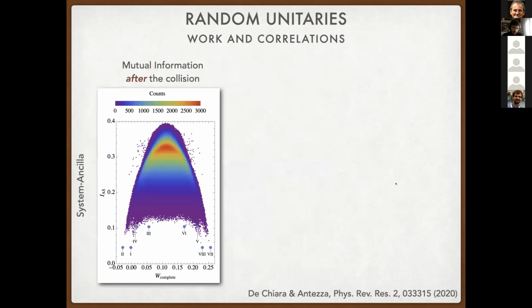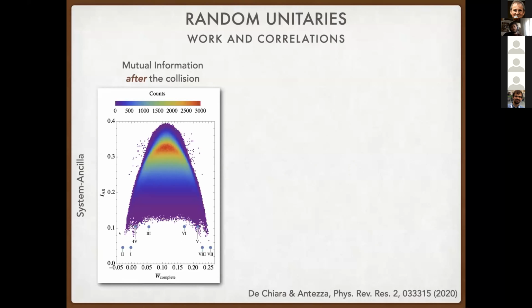We then looked at correlations and the relationship with work and heat current. And so here we looked at the mutual information between system and ancilla after the collision. Again, you can see the histogram as a function of the work, and here the mutual information in the vertical axis. Here are the 8 extremal operations, which now are not extremal anymore. The reason is that the mutual information is not a linear function of the operation anymore.